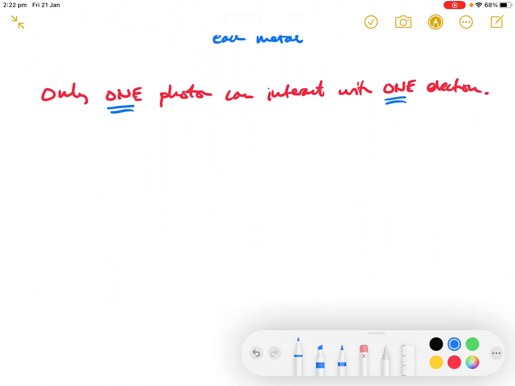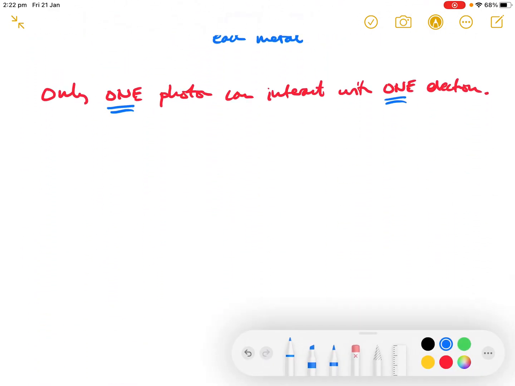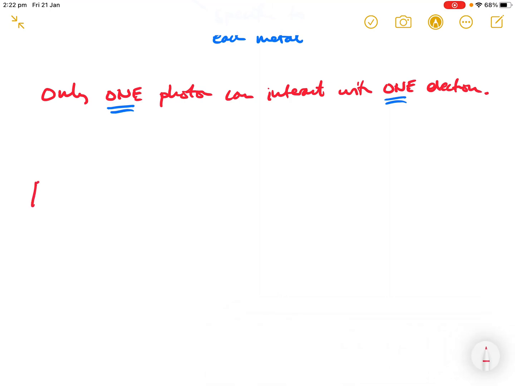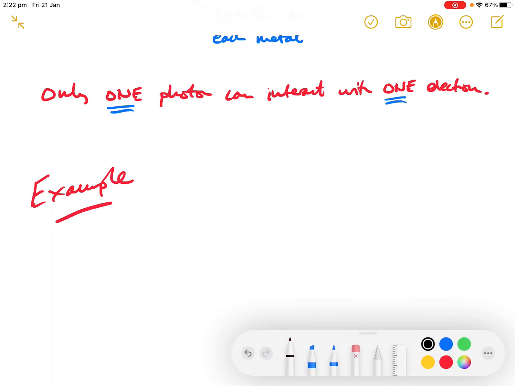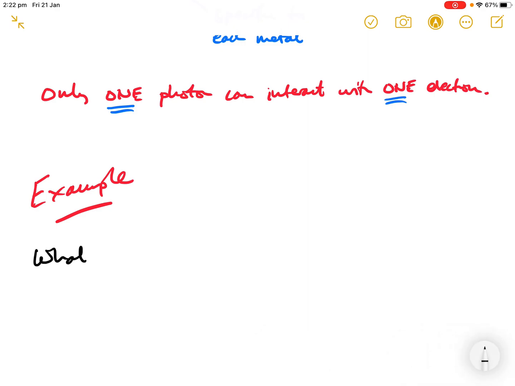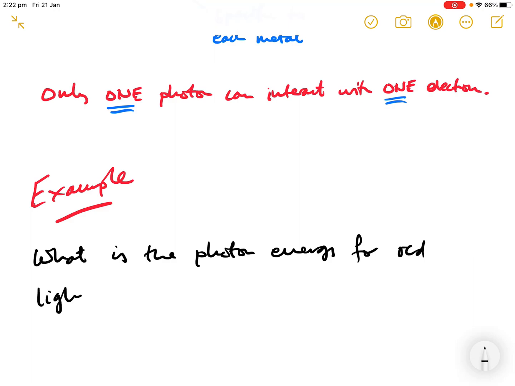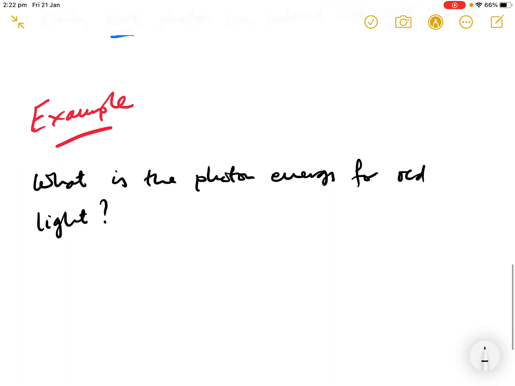So let's do a worked example of how this works. So, what is the photon energy for red light?